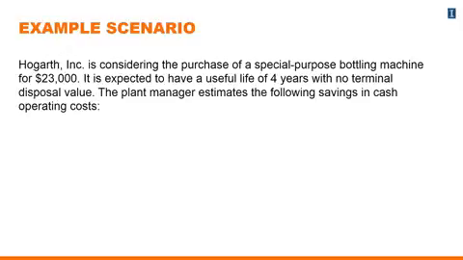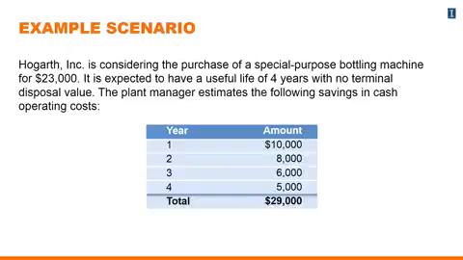The plant manager estimates the following savings in cash operating costs as a result of this purchase. Specifically, in year 1, we'll save $10,000 in costs. In year 2, our savings go down, but it's still $8,000. In year 3, we'll save $6,000, and in year 4, we'll save $5,000. The total savings over the life of the machine is $29,000.